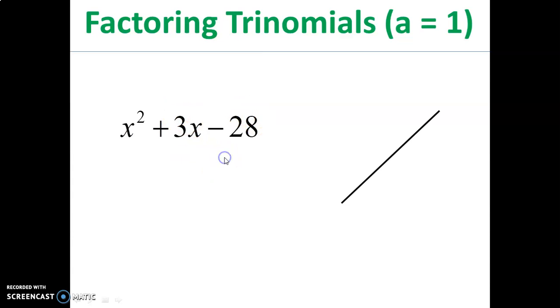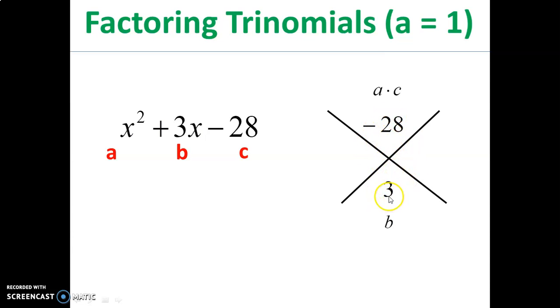If you have a trinomial where a is 1, then we just say, hey, those are our ABC values. A is 1. AC goes on top, B goes on the bottom. So A times C is -28, B is 3. We think of two numbers that multiply to -28 but add up to 3. Those two numbers are 7 and -4.